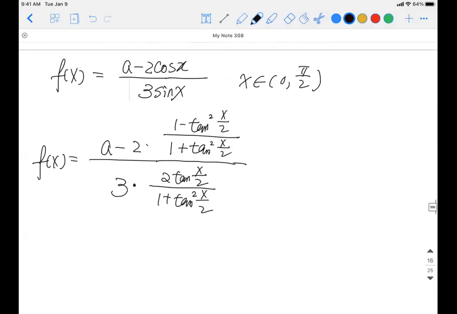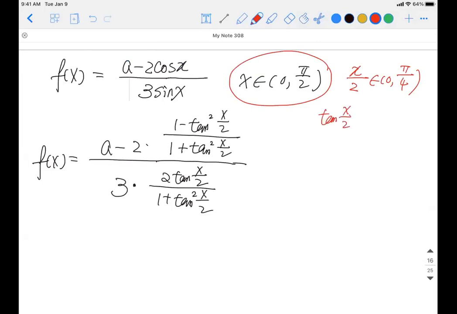And then to make our life a little bit easier, because there are so many tangent x over 2 terms here and there, right? Because x is between 0 all the way to pi over 2, half x is between 0 and pi over 4, right? So therefore, tangent half x is between 0 and 1. Is that right? I don't think it's rocket science, right?